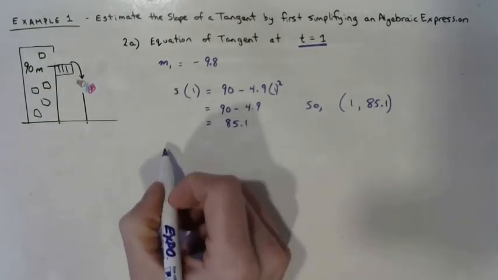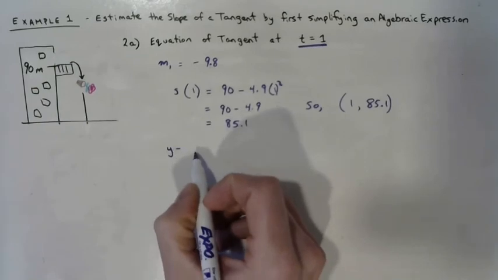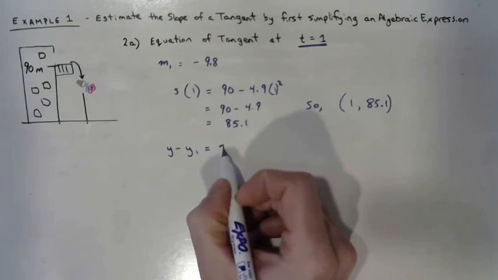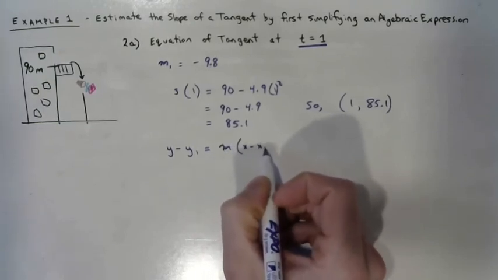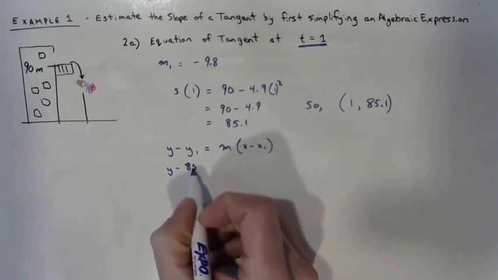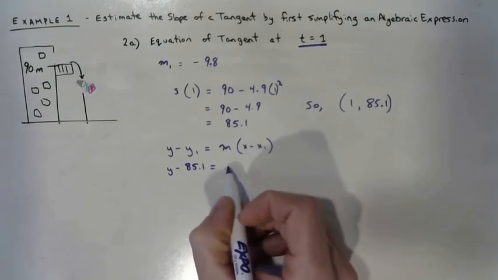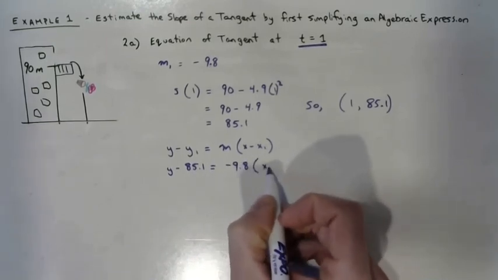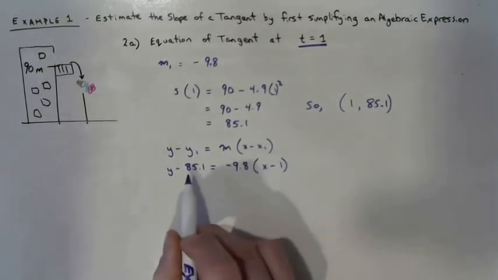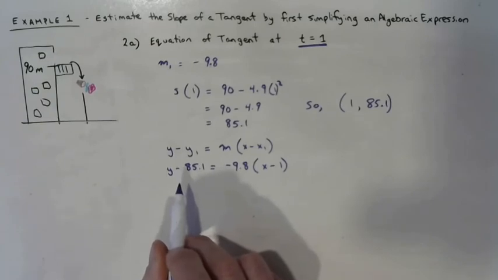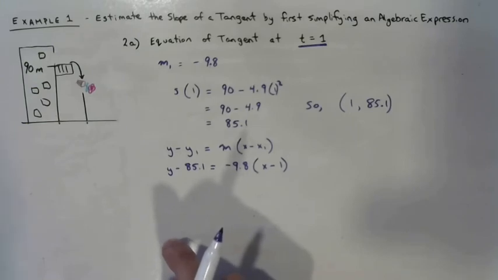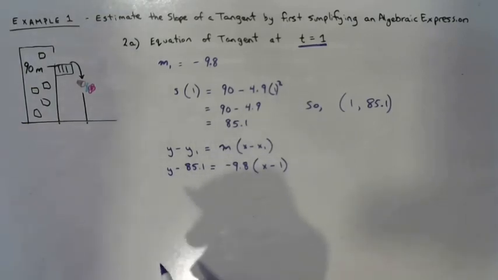From here, we can get the equation of tangent using our point slope formula. We've got y minus y1 equals the slope times x minus x1. Sub in the values that we know. We've got y minus 85.1 equals slope, which is negative 9.8, times x minus x1, which is 1. And we're simply going to expand and simplify and put this in y equals mx plus b. But of course, we're not really dealing with y's and x's. We're dealing with s's and t's, but we'll sub that out when we're done.